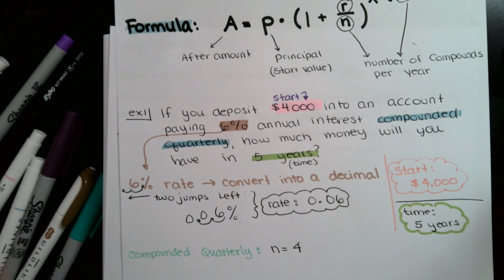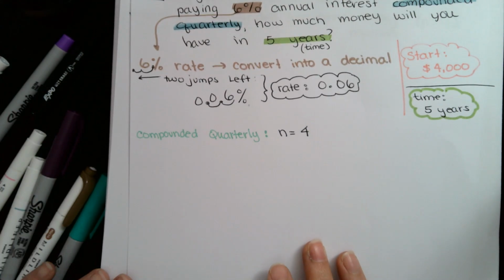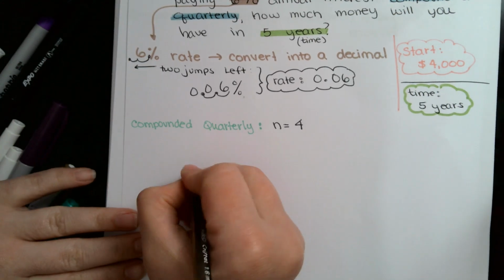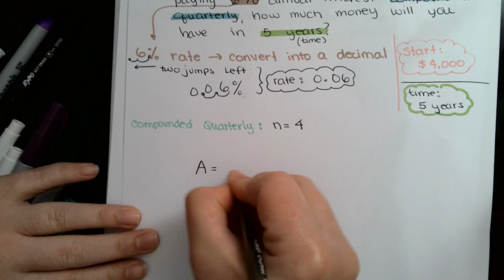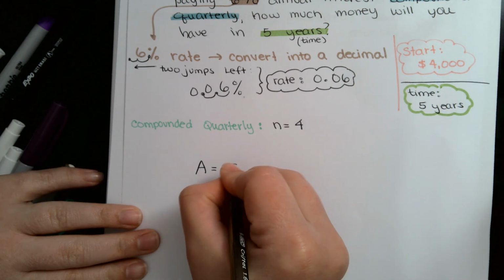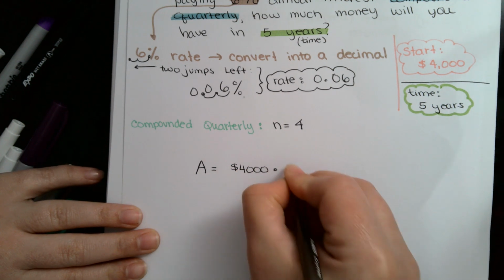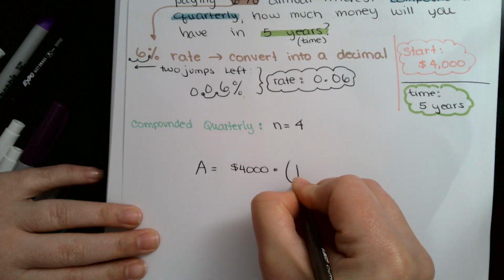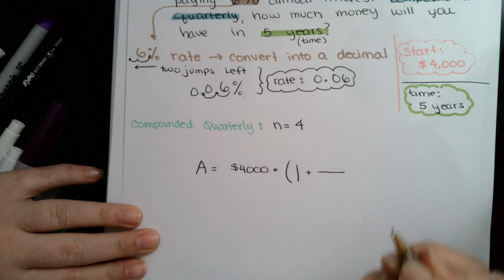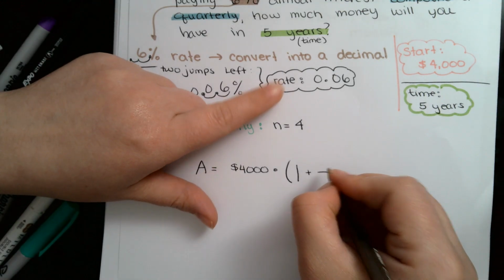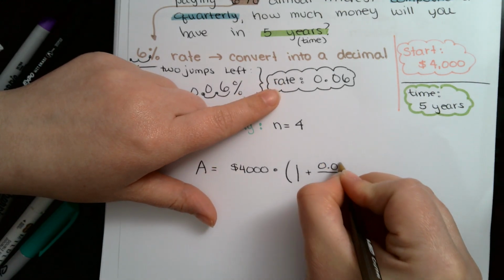So how do you use the formula? Given all of this information, you're just going to plug and chug and plug it into the calculator. Let's start with our A value. P is our starting amount. So how much money are we starting with? We're starting with $4,000 times open big 1 plus fraction. The R value needs to be in the form of a decimal, 0.06.